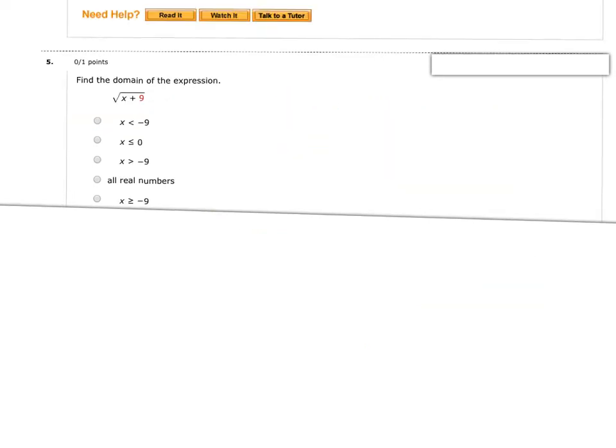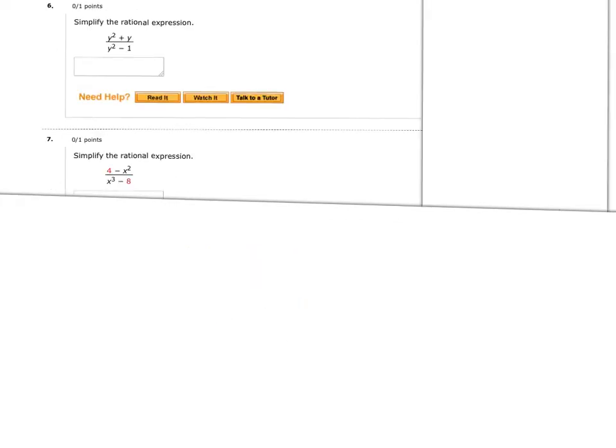All right, on this one, I'm going to use my other rule, which is that the inside of a radical must be greater than or equal to 0. So if I isolate x here, it would be x is greater than or equal to negative 9. All right, these next two here, we're going to simplify, which really just means to kind of factor and cancel. So I'll do number 7 here.